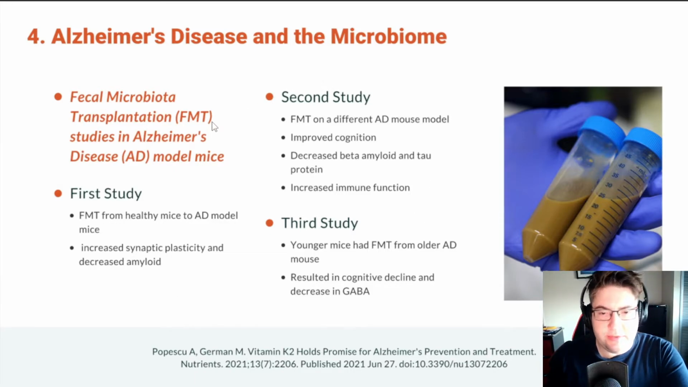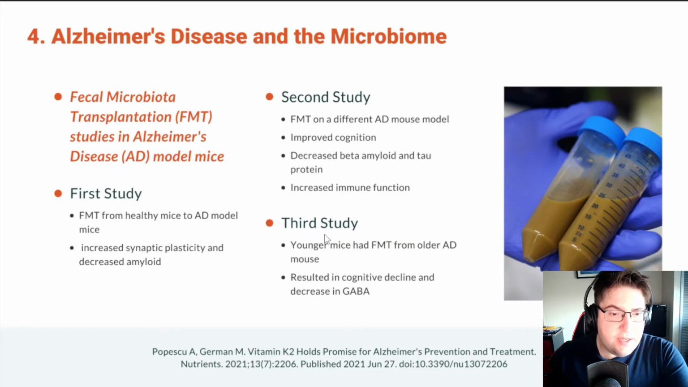So in the second study that these researchers went over, there once again was fecal microbiota transplantation on a different Alzheimer's disease mouse model than the one in the first study. But once again, a similar result was seen. It improved cognition and also decreased beta amyloid, but in addition, it also decreased tau protein. Now, I haven't talked much about tau protein, but you can find out more about it in another video, or you can just look it up on the web. In addition, this also helped to increase immune function, and surprisingly, it also helped to decrease the reactivity of the glial cells, which is a good thing.